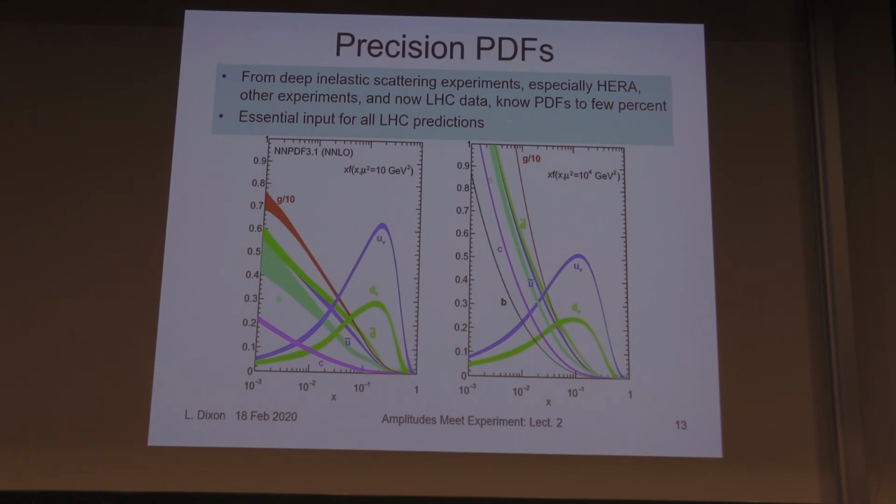As you evolve to higher scales, the things with larger momentum, they evolve downward because of the nature of this kernel. They can only sort of evolve downward. And so the stuff at lower x gets boosted up, and the valence stuff is sacrificed. And at small x, there's an enormous rise in the gluon. You see the gluon's already been divided by a factor of 10 to try to keep it on this plot.